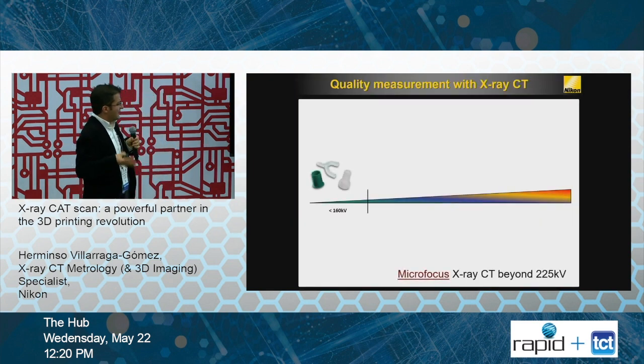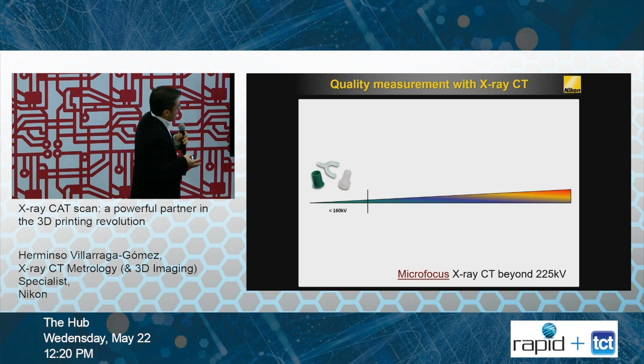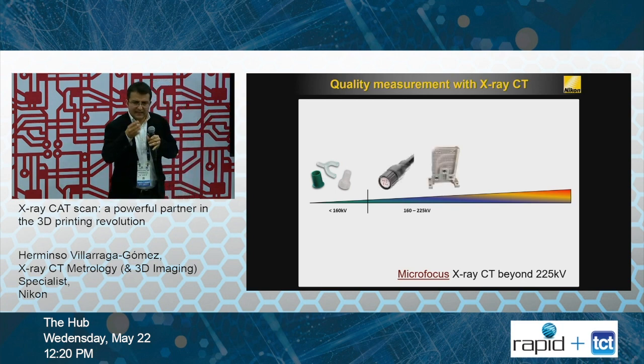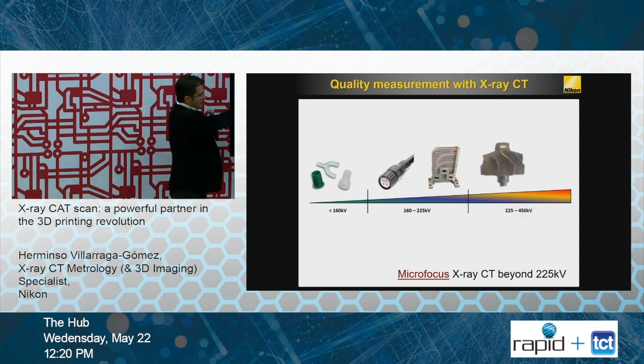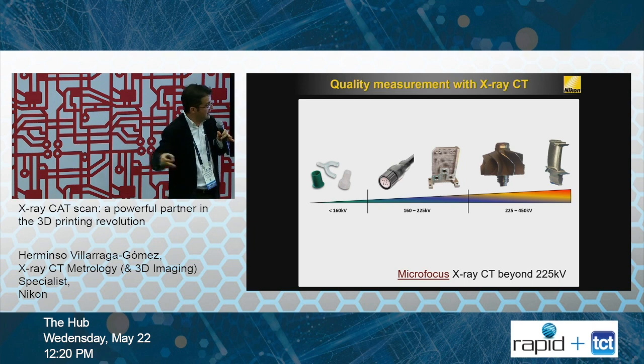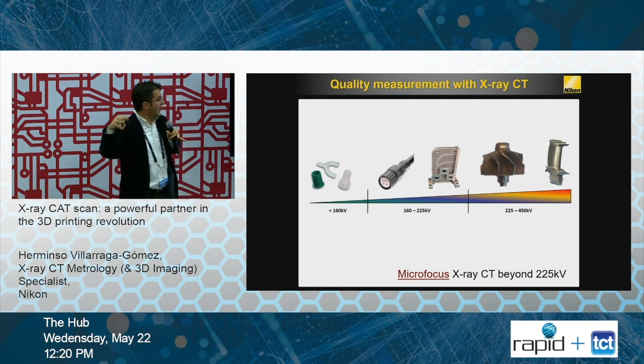So what can you do with X-ray CT? You can scan in reality a lot of parts, and there are different systems capabilities for different parts. For small parts, you can use systems that give you a power less than 160 kV, no problem. But if you increase the dimension of the part, of the density of the material, you have to start using 225, 450 kV or up.